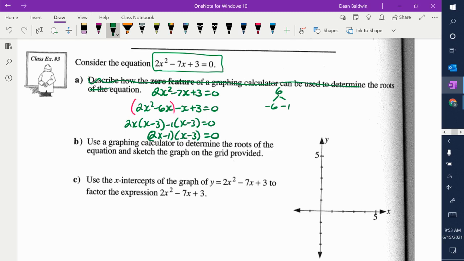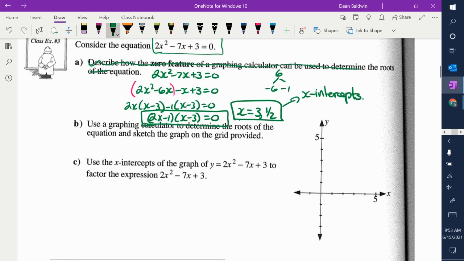So what are the solutions for this? What does x equal? What makes each bracket equal to 0? 3 and 1 over 2. Okay. Those are your x-intercepts. Okay. So on the graph, we have an x-intercept of 3 and 1/2. So let's mark it there. 1/2. Okay.